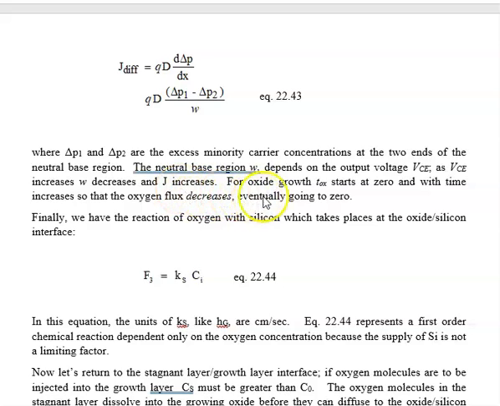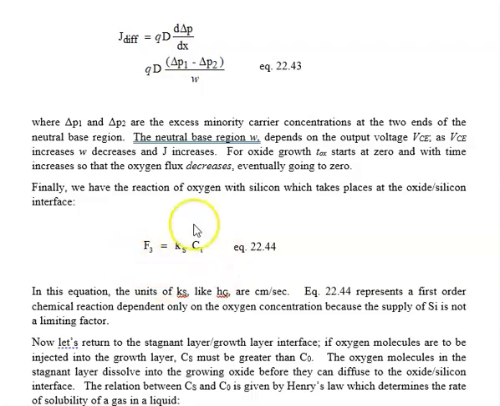For oxide growth, basically we start at a very low value. Could have some native oxide in the beginning, but generally we start from just about zero. And with time, the Tox increases, so the denominator increases and the diffusion decreases, eventually going to zero.